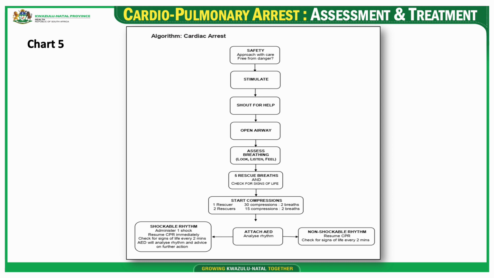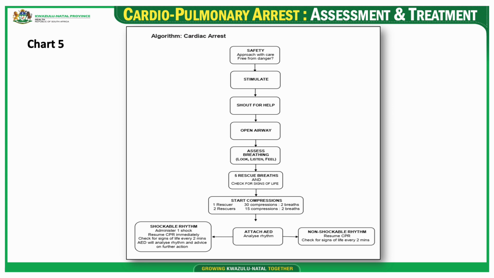If there are no spontaneous breaths, or only inadequate breaths, which is gasping breaths, you will start doing 5 rescue breaths. And check while you're doing your 5 rescue breaths whether there are any signs of life. This is moving, coughing, crying. If none of that is present, you're going to start compressions. Again, if you are one rescuer, you will do 30 compressions to 2 breaths. If you are 2 rescuers, which will hopefully be the case, you will do 15 compressions and 2 breaths.